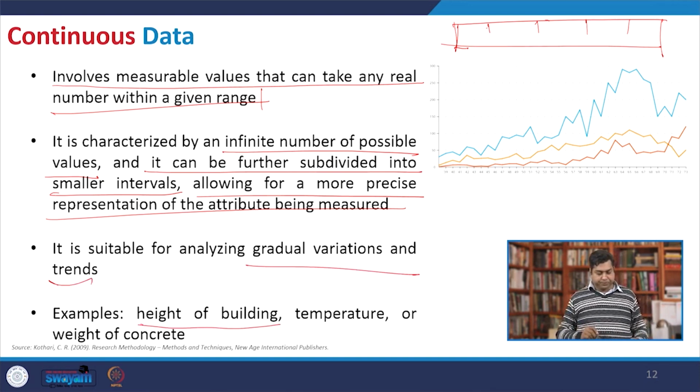For example, earlier we saw the number of floors, which cannot be fragmented, it is 3, 4 or 5. But at the same time, if we want to demonstrate in terms of the height of the building, for 3 floors it may be 9 meters, or if there is a deviation in between, you can also have 10.5, where maybe you have a little extra in some of the floors. Or else temperature, where you have those kinds of intervals, or weight of concrete, which can also have fractions.